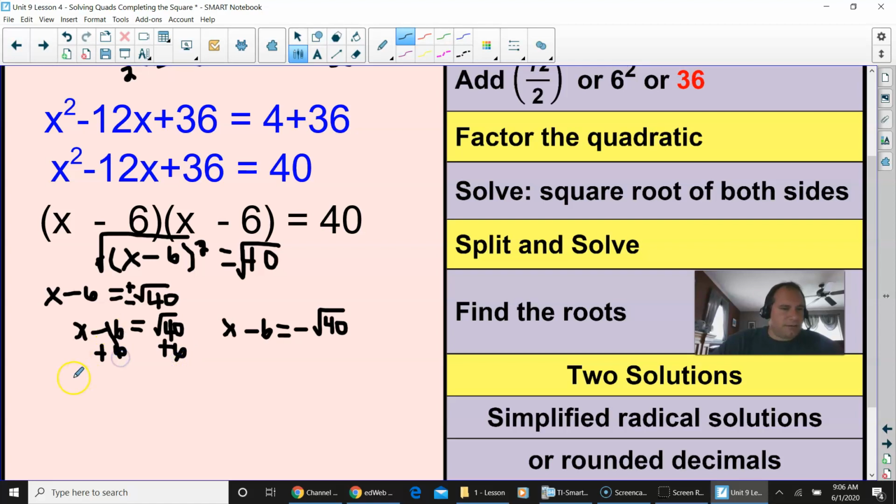So now when you add 6, you solve on both sides. This cancels. X equals 6 plus the square root of 40. And for this one, you add 6 on both sides here again, and you have x equals 6 minus square root of 40.